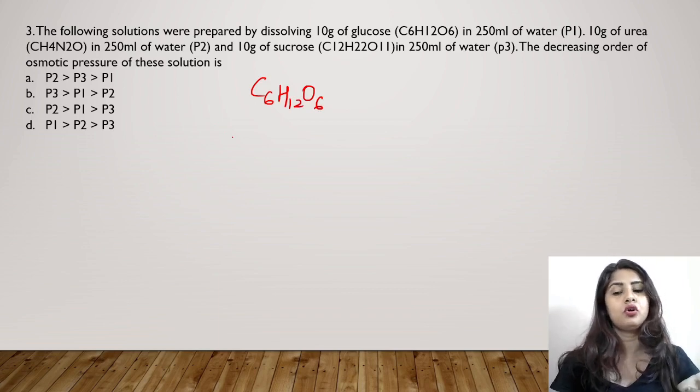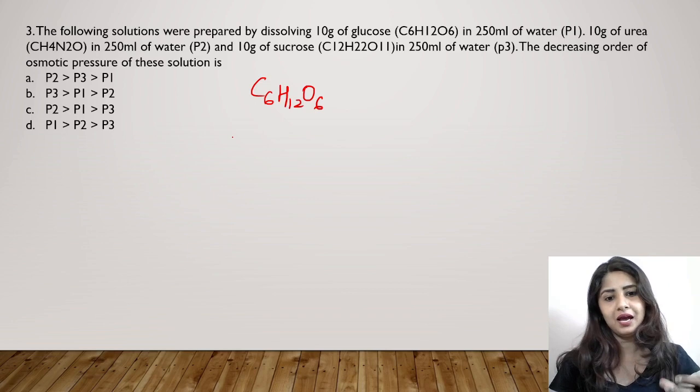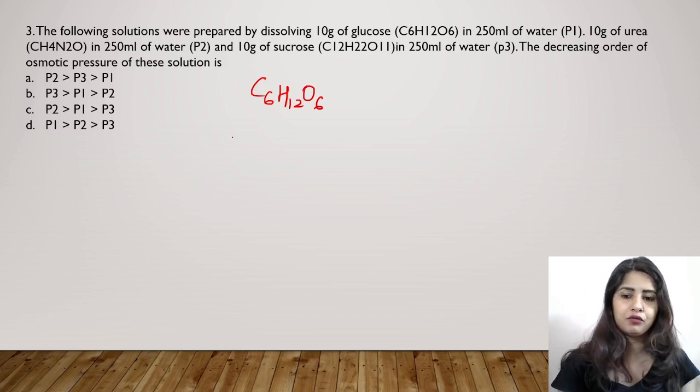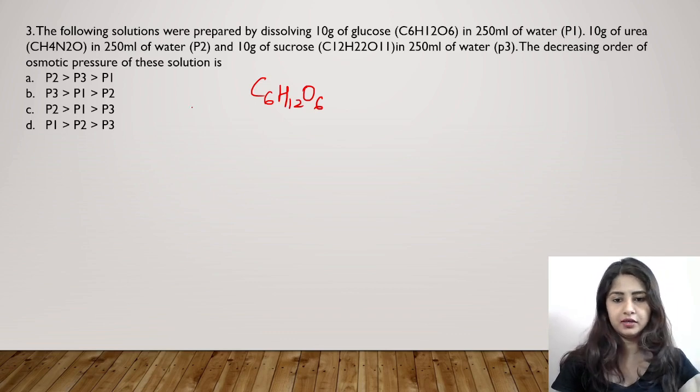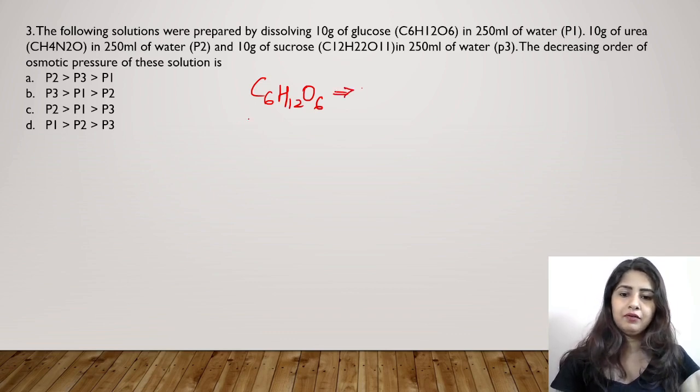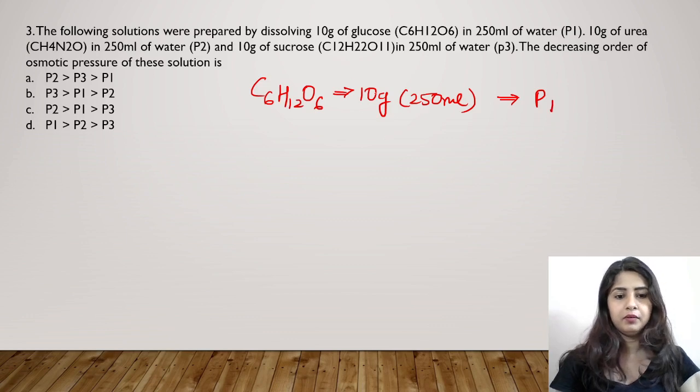You keep writing things when you are reading the question. It saves your time and it makes the question easier for you, because now the proper data form is in front of you when you write it, right? So what you have done: 10 gram of glucose dissolved in 250 ml water, and its vapor pressure is P1. Now we have 10 gram of urea.